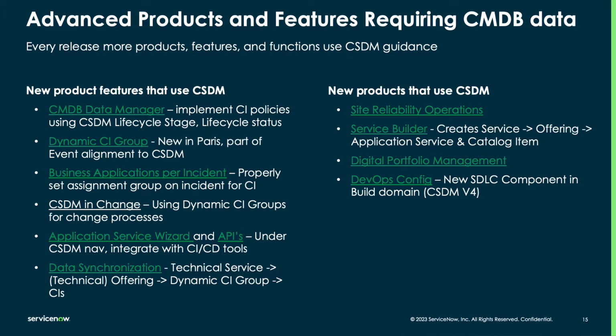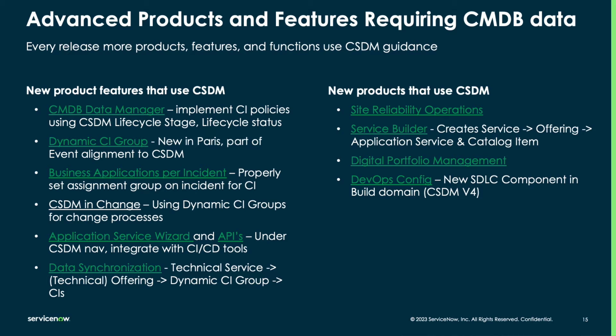The Dynamic CI group, we'll get into that in more detail in a minute. The business applications per incident: if you have the CSDM data all structured properly, you can see a list of all the business applications that may be impacted, so you can contact application owners or architects if you need to get them involved. And then CSDM and change: we're leveraging CSDM and dynamic CI groups that we introduced in San Diego in change management processes. And then data synchronization, we're going to cover in a bit more detail.